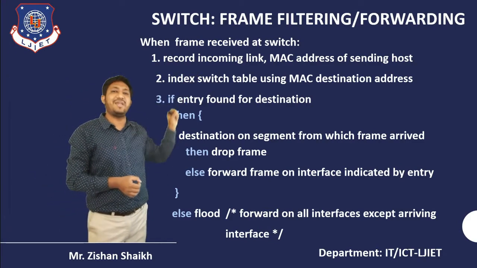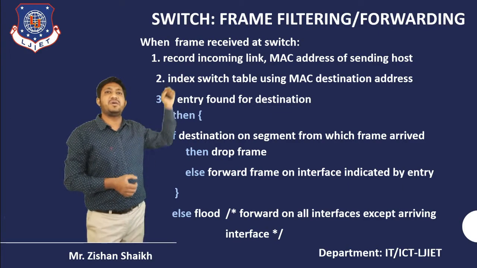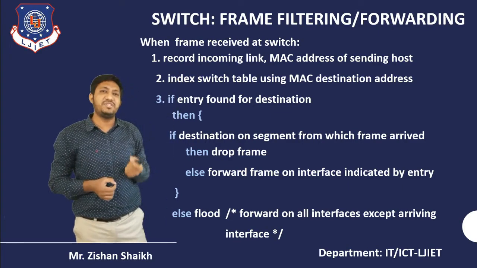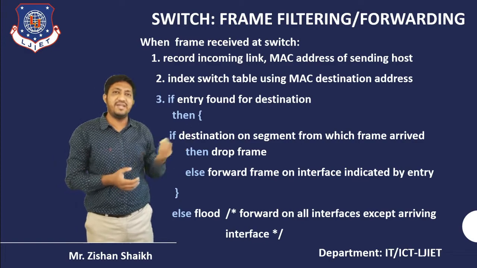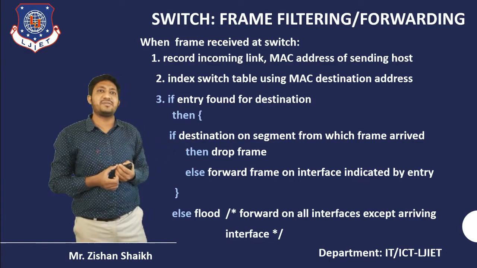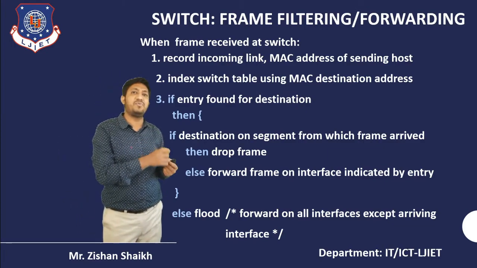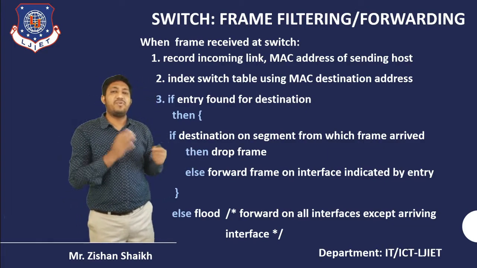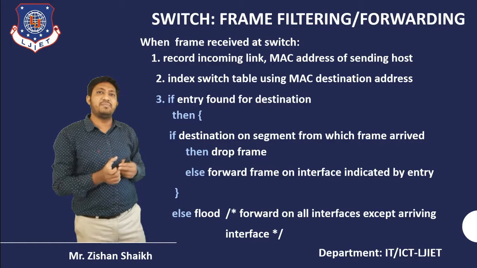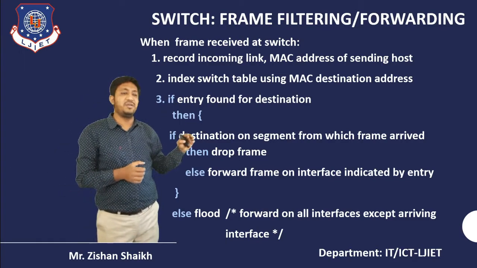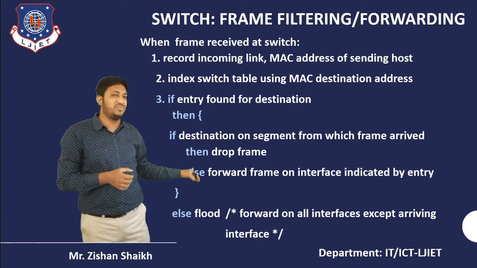When a frame is received at any switch, the first step is to record the incoming link, that is, the interface from which the data is sent, and examine the MAC address. Then the switch table is indexed using that MAC address for future reference. For whatever data item the source has requested, the switch searches its MAC switching table.